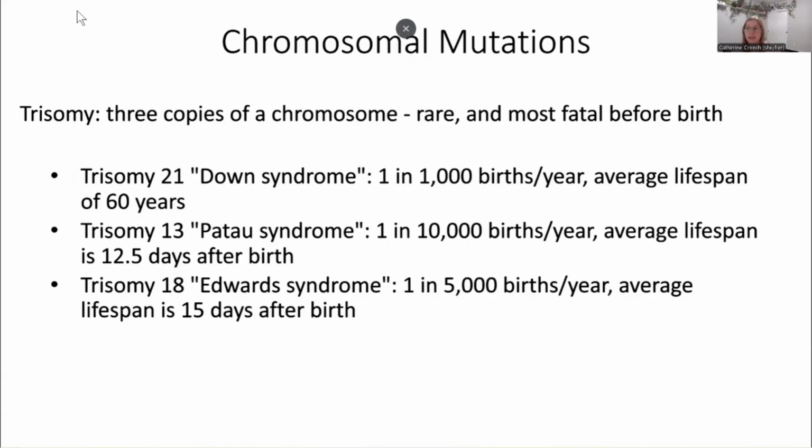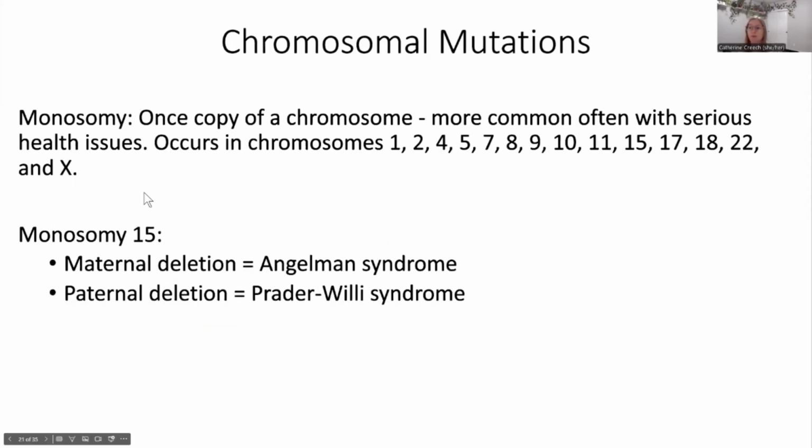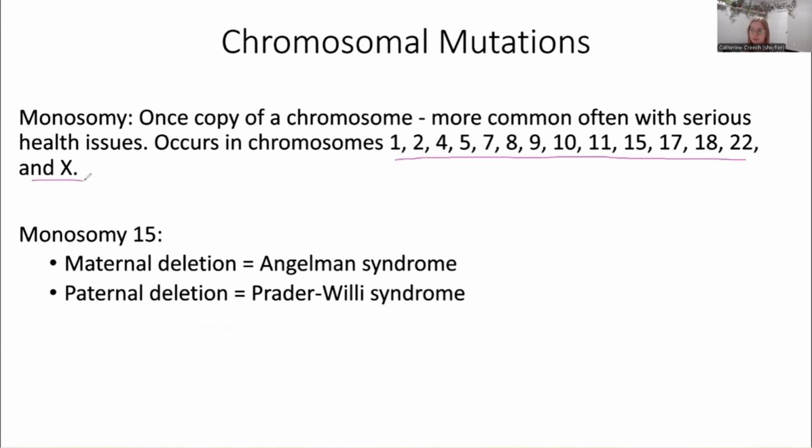If we have trisomy, that implies that we should have monosomy. That would be 1 copy of the chromosome. This can occur in more chromosomes, so we have these as viable options. And what's really interesting about monosomy is whether or not you delete the maternal or the paternal chromosome has an effect on the syndrome. So both of these are caused by 1 chromosome instead of having 2 sets, and they are completely different syndromes with different outcomes. So it's interesting that the chromosome being maternal or paternal has an effect on the disorder.